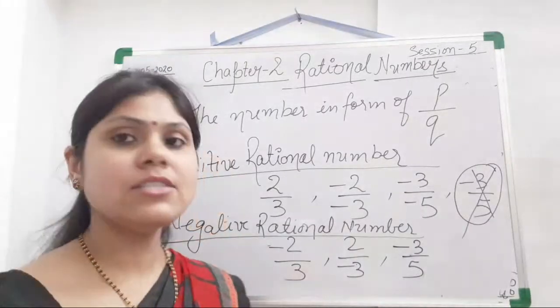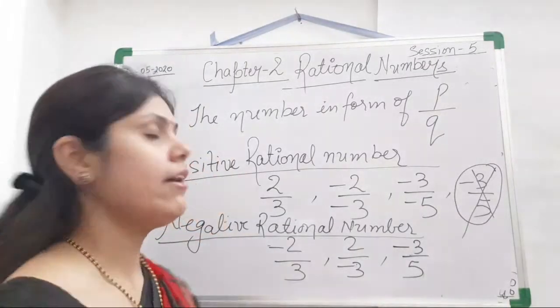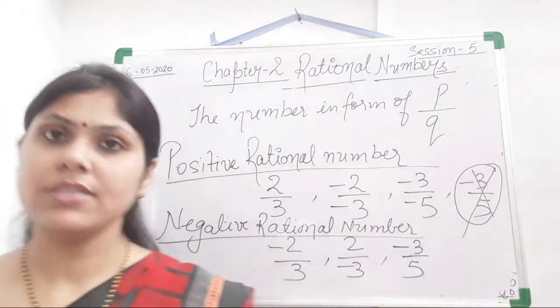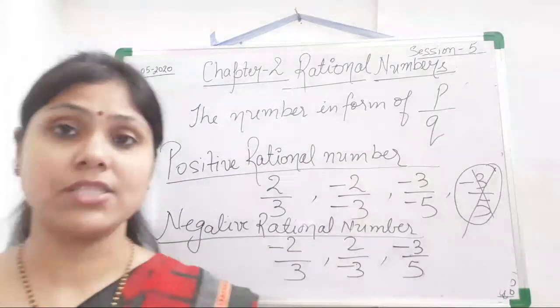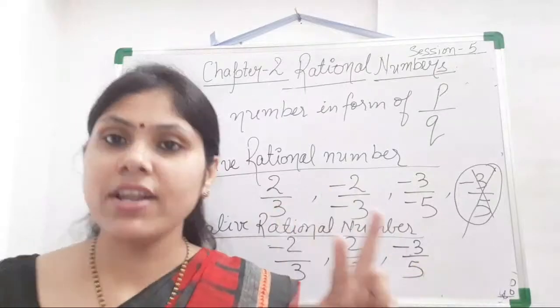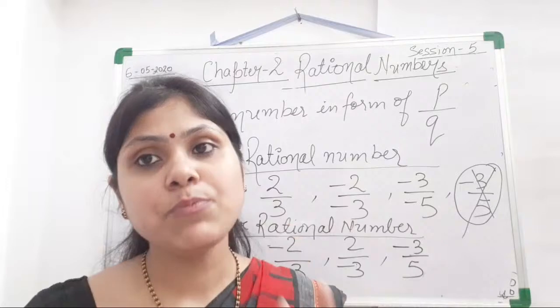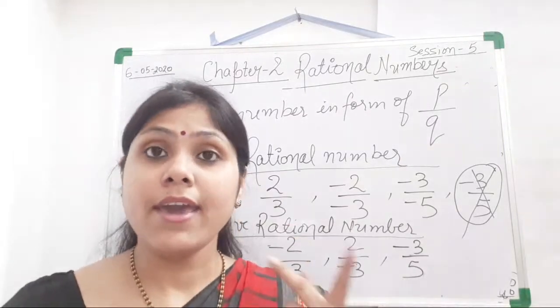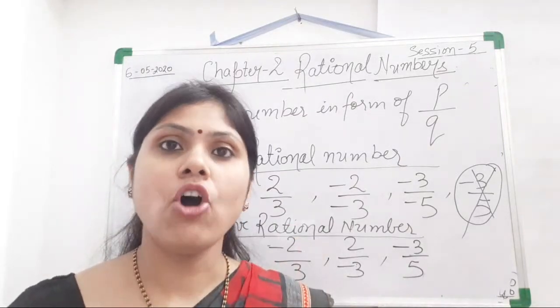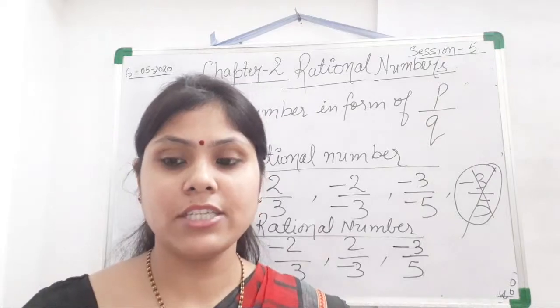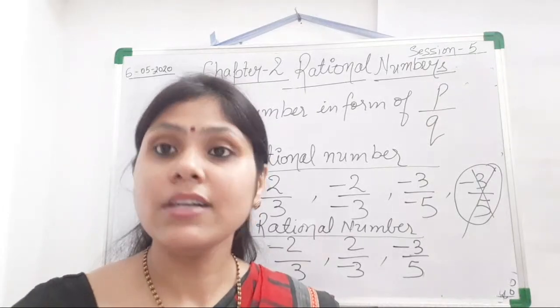So like this you can identify which are the positive rational numbers and which are the negative rational numbers. If the numerator as well as the denominator are both positive, that means it is a positive rational number. If either the numerator or the denominator is negative, that means it is a negative rational number.